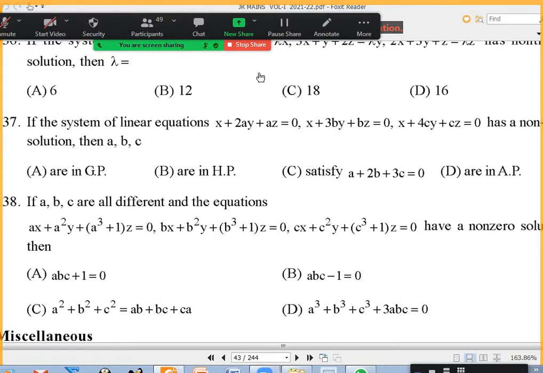1, 2A. All of you tried these questions, right? Yes, sir. 1, 3B and 1, 4C equal to 0.